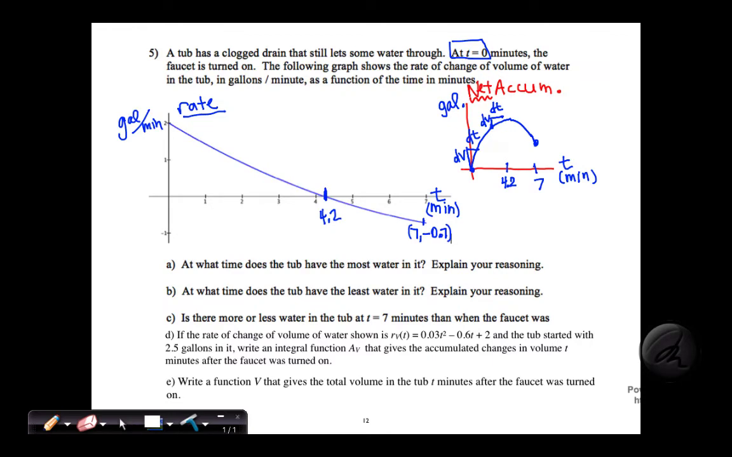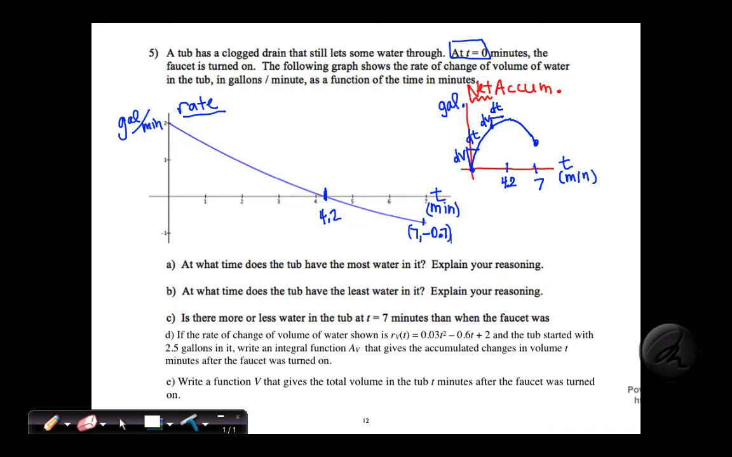But D and E are asking about writing functions. So D asks, if the rate of change of the water is given by this function r sub v of t, and it's a quadratic function, so this rate, it's not our accumulation, but the rate function, 0.03t squared minus 0.6t plus 2 is the rule for this rate of change function r sub v of t. So suppose I've got that rate and the tub started with 2.5 gallons of water in it. We want to write an integral function for the accumulation that gives the net accumulated change in the volume at t minutes after the faucet is turned on.